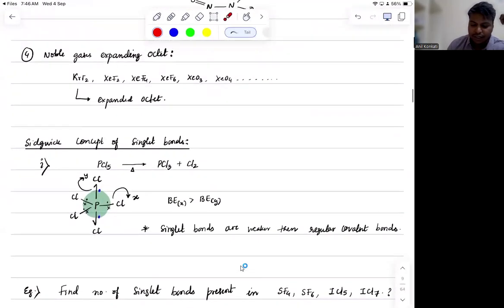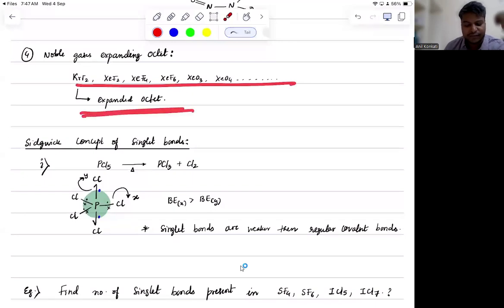Next. Noble gas expanded octet. So all the noble gas compounds will always have an expanded octet only. Only krypton and xenon form compounds. Krypton's KrF2, XeF2, XeF4, XeF6, XeO3, XeO4, and a lot of compounds of xenon are present. And all of these are formed by expanding their octet.